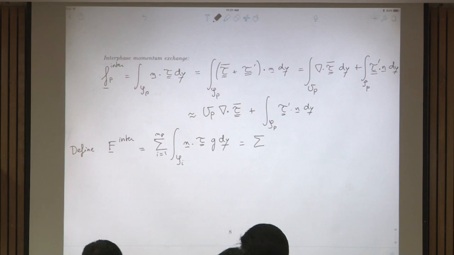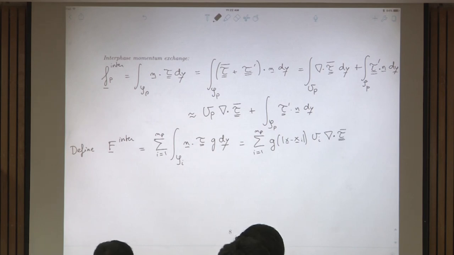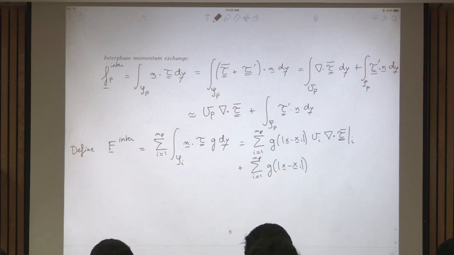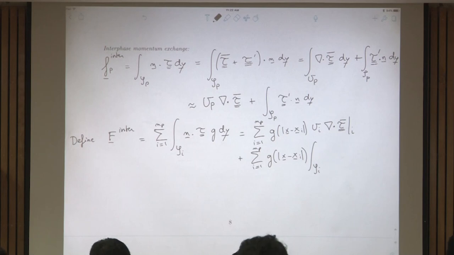And this, we're going to be able to write as the sum. So plugging in what we just derived above, it is the sum from 1 to np of g times the volume of particle times the divergence of the filtered fluid stress at the position of the particle, at position I, plus the same thing here. So here I'm just going through the process of taking the filters outside of the integrals, right? Because the filter is much larger scale. So my surface integral of my local tau prime dot n.